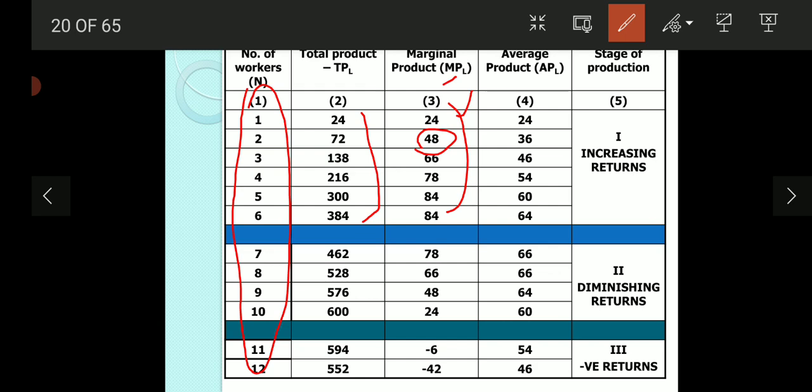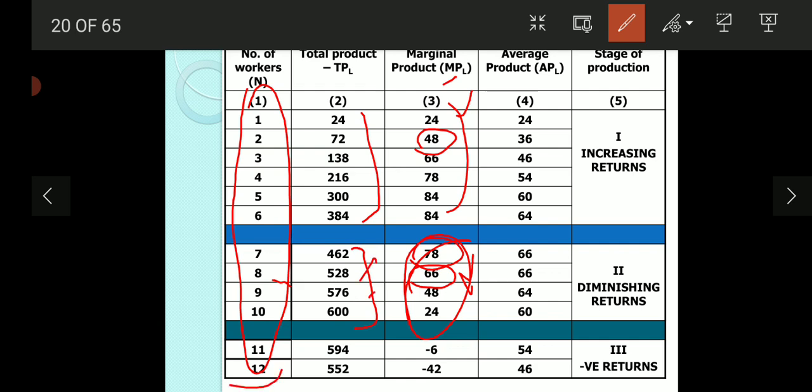Later on, when I went to the 7th, 8th, 9th and 10th unit, the productivity is still increasing, but at a diminishing rate. As you can see, now marginal productivity has started falling. 7th unit of labor brought 78 units of baskets. 8th unit of labor brought 66 units of baskets. So I see it is falling. The productivity is increasing, but slowly.